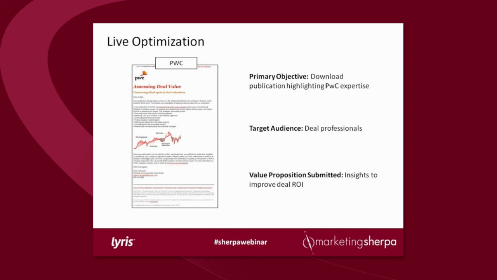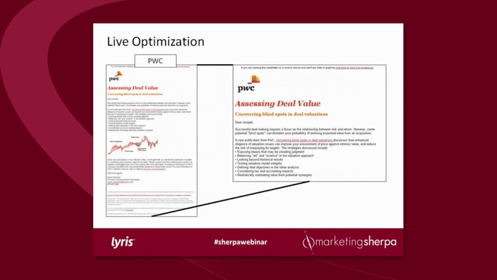The primary objective was to download a publication highlighting PricewaterhouseCoopers' expertise. The target audience is deal professionals. The value proposition: insights to improve deal ROI. Sorry, this isn't a daily deal site. This is more of people who do, I guess, mergers and acquisitions. So this isn't specifically a webinar, but it's pretty much the same thing. They're selling content.